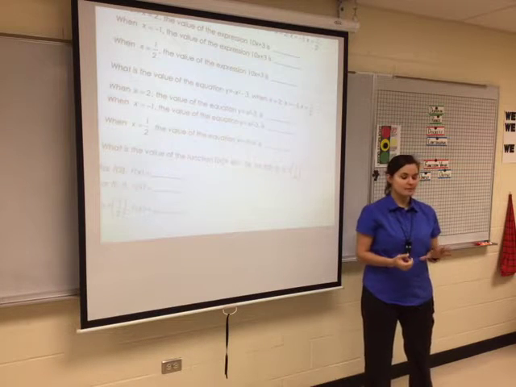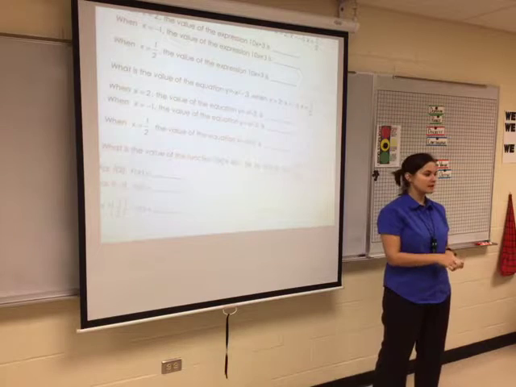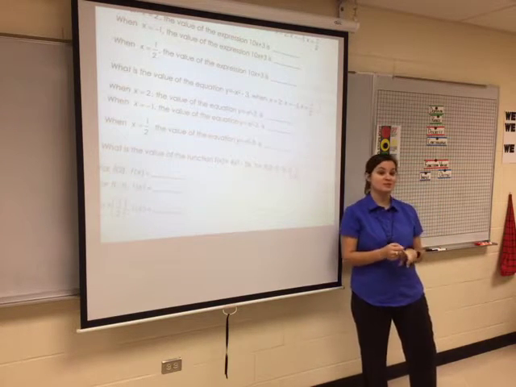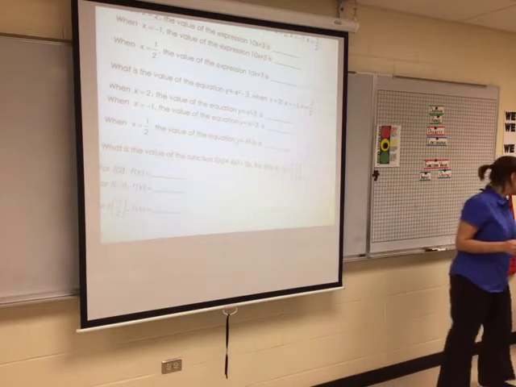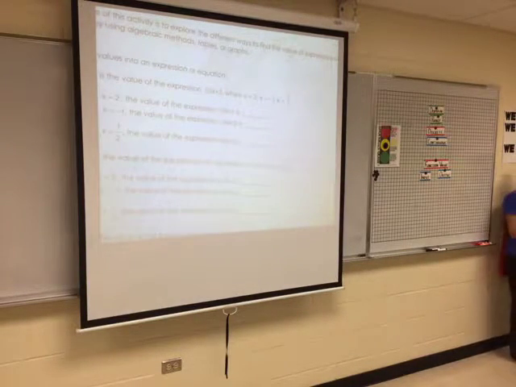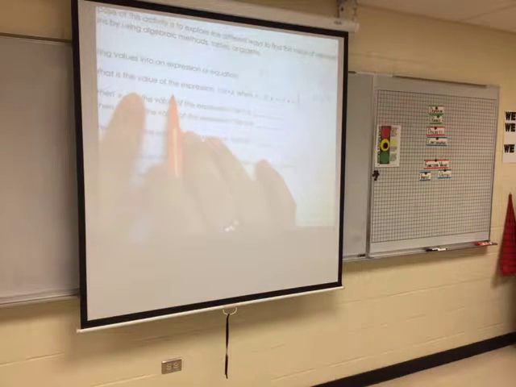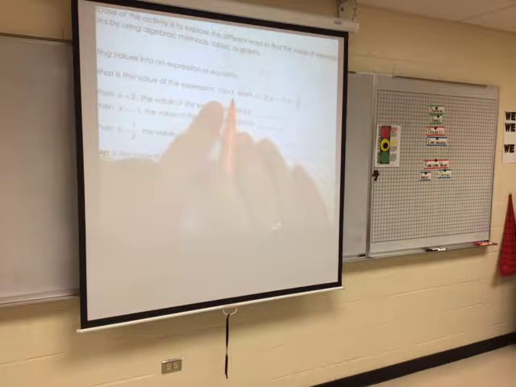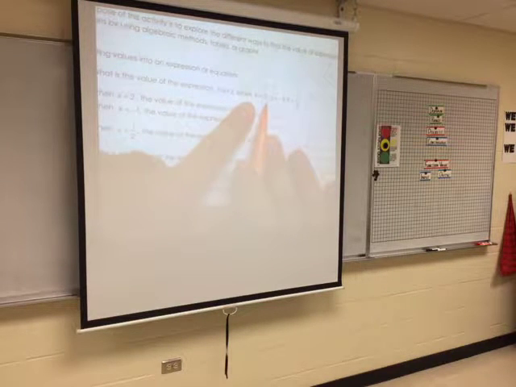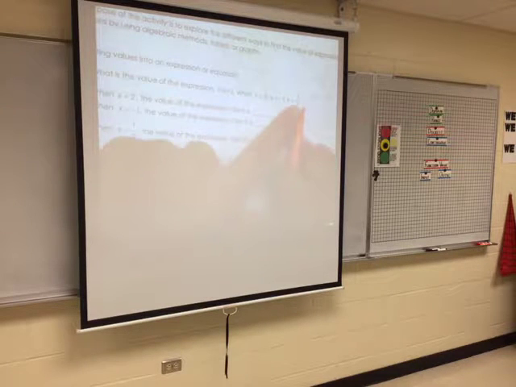We're going to talk about today, there's 3 different ways to find function values. One of those is using function notation. So, if you would on your notes today, we're going to do finding function values in 3 different ways. The first way is using an expression or an equation. So, part 1a, we're going to find the values of the expression 10x plus 3 when x is equal to 2, when x is equal to negative 1, and when x is equal to 1/2.